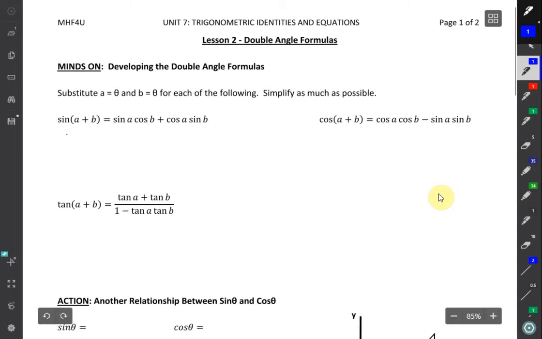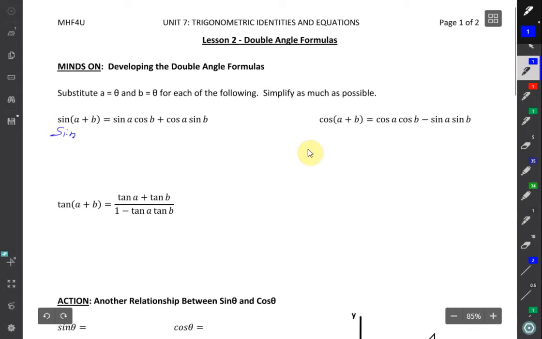In this lesson, we're looking at double angle formulas. In order to develop the double angle formulas, we're going to be using the compound angle formulas. What I'd like you to do is take these compound angle formulas, substitute theta in for A and B, and see if you can simplify them. Then come back and see how you did.